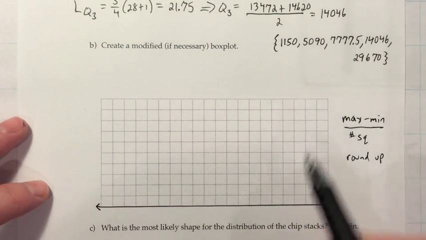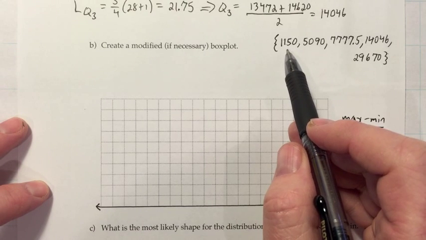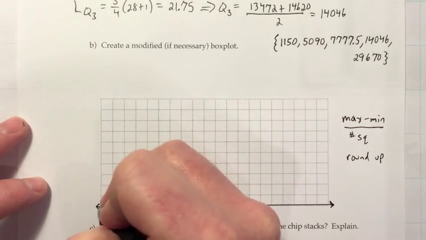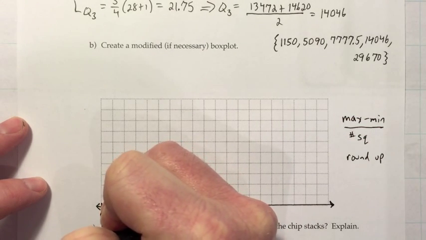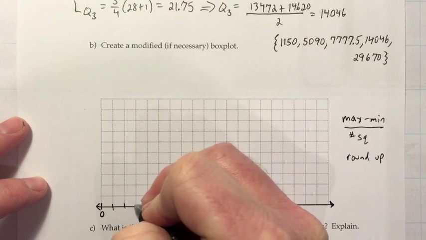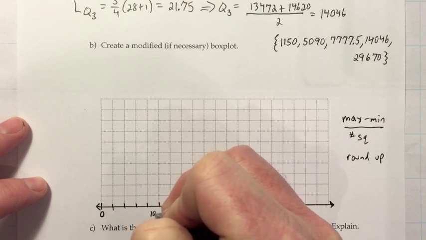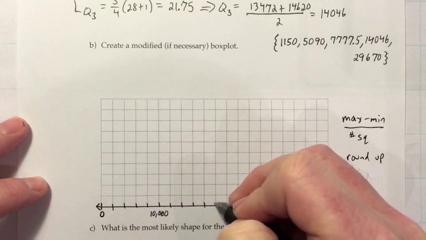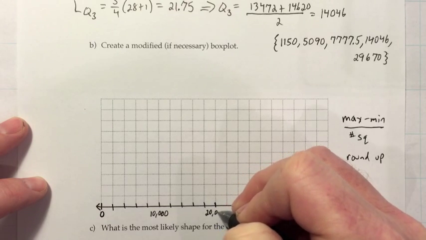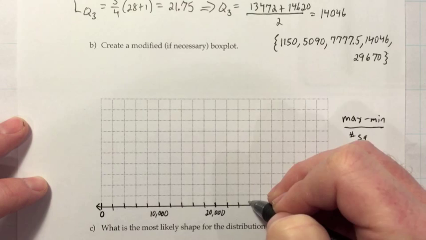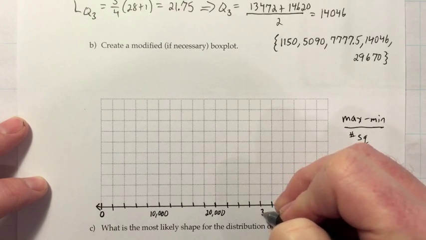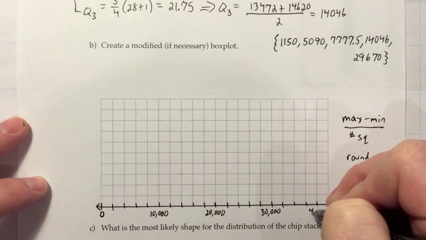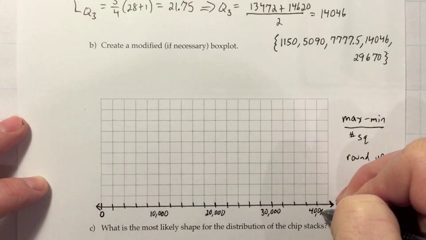And then when you start your numbering, you want to start at something nice that's probably a multiple of your scale. So since I'm going to use 2000s and this is below that, I'll just start at 0. And then 2,000, 4, 6, 8, 10,000. And 2, 4, 6, 8, 20,000. 2, 4, 6, 8, 30,000. And 2, 4, 6, 8, 40,000. Oops.